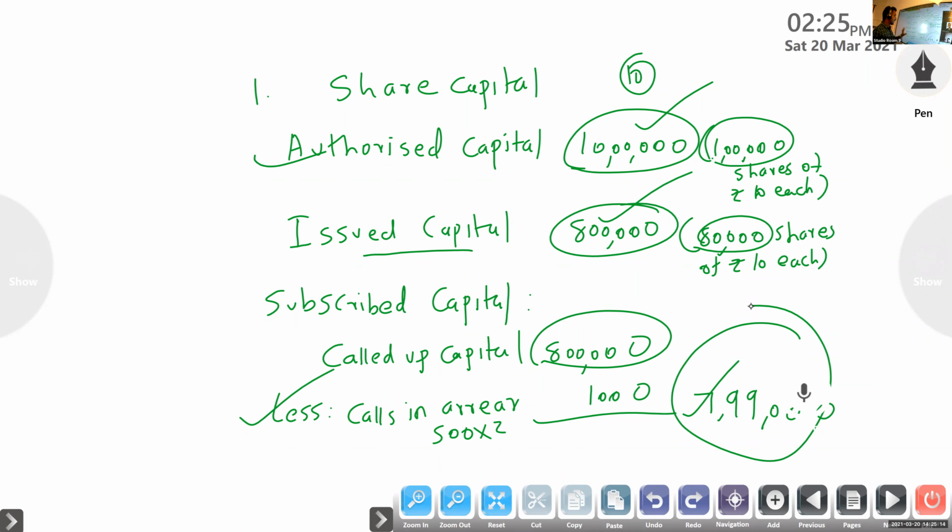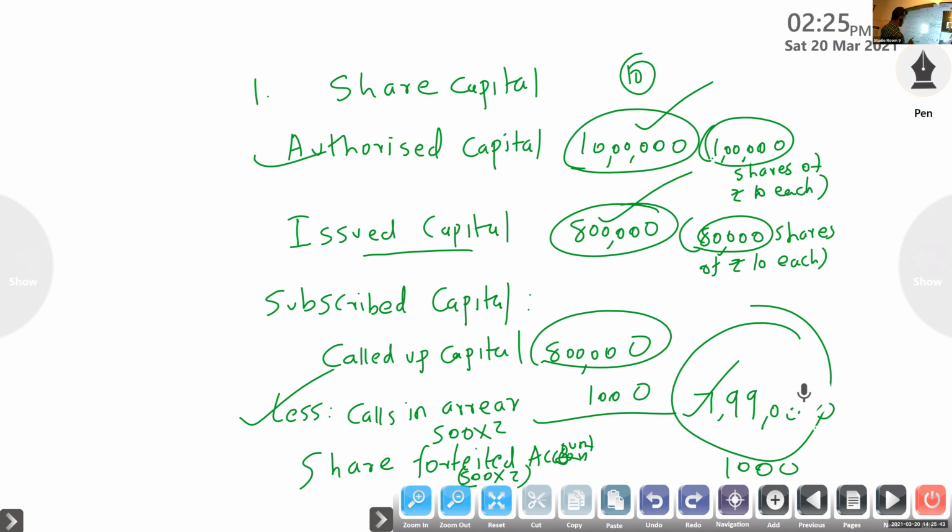Clear? How much did we get from the shareholder? Then if it is a forfeiture, if we cancel Anjo's share, we will write share forfeited account. How much has he given to the company? Anjo, how much has he given? Application money he gave. So 500 into 2, 1,000 we will write.